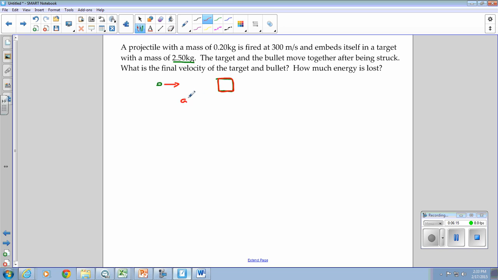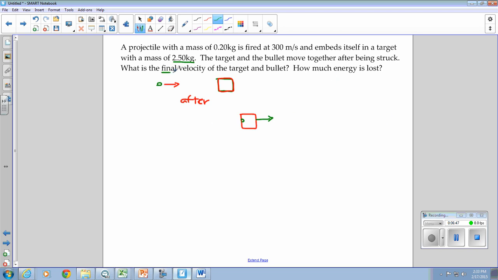After it's shot and embeds itself into the block of wood, it looks something like this, where you have the block of wood with a bullet inside of it. Actually, I would probably move this. It's moving together. Both of them are moving this way. So after the collision, they're stuck together and they're moving off this way.